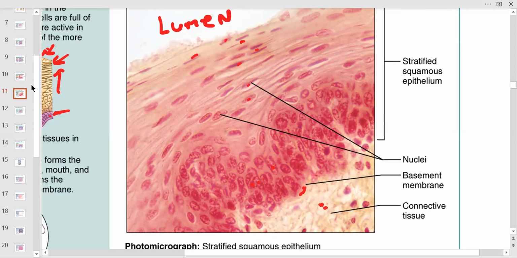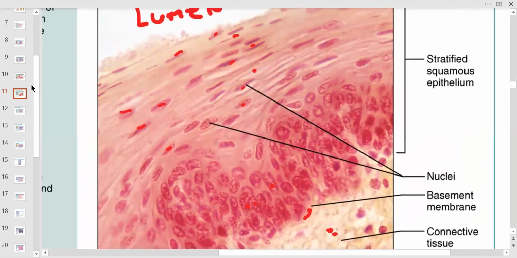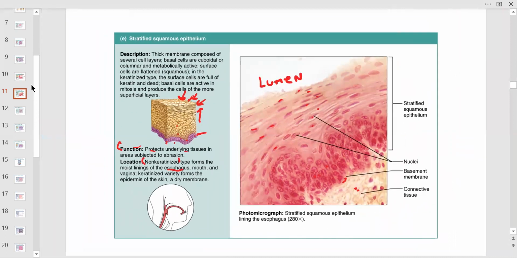Okay, and this is non-keratinized. There's no keratin in your esophagus or your vagina attached to this or inside these cells. Keratin is a protein that we see in the skin. So the only place you're going to see keratin is in your skin, hair, and nails. And you're going to see that's also stratified squamous. So this is stratified squamous epithelium. Probably the one you'd see pretty clearly if we were in the lab.